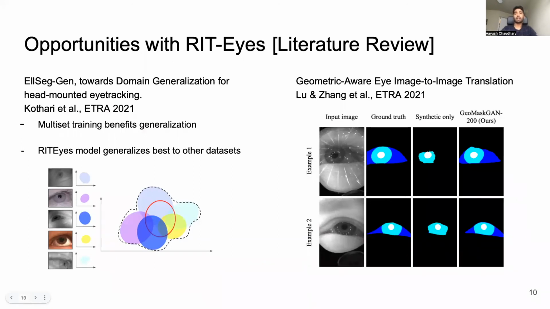Examples of it are LSEG-Jane and gaze-aware eye image-to-image translation. In LSEG-Jane, they mentioned that RIT-Eyes generalizes best to the other real-world datasets compared to the cross-real datasets. Similarly, the gaze-aware eye image-to-image translation shows that a model trained on translated images of RIT-Eyes reduces the domain gap and produces good segmentation performance of the segmentation maps in the real datasets.